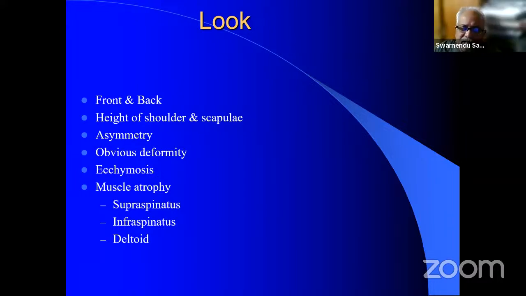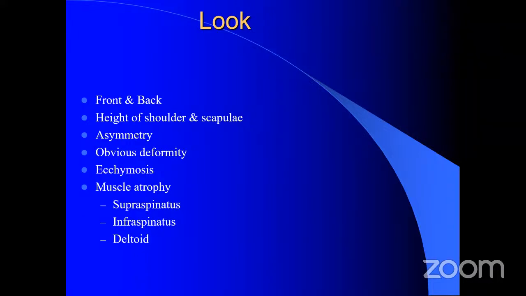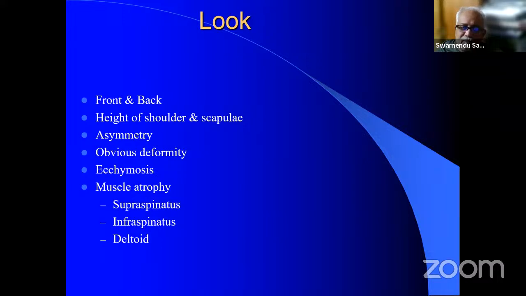Then we have to see the height and the scapula, whether there is any asymmetry, obvious deformity, ecchymosis, or muscle atrophy of the supraspinatus, infraspinatus, or the deltoid. So whenever we examine the shoulder, it does not mean that you have to look only from the front. It is like a 360-degree vision: front, back, side, and top.